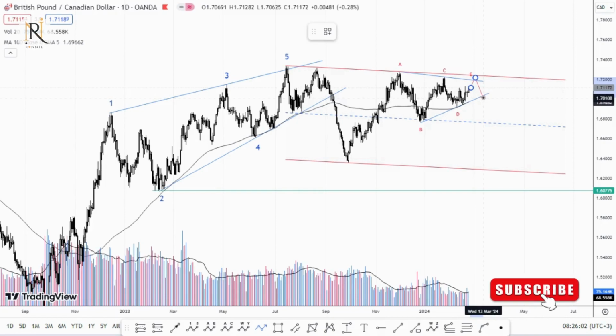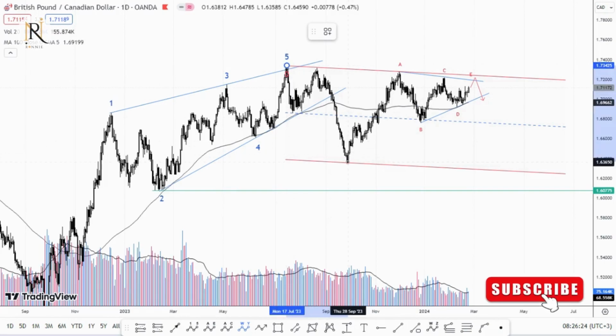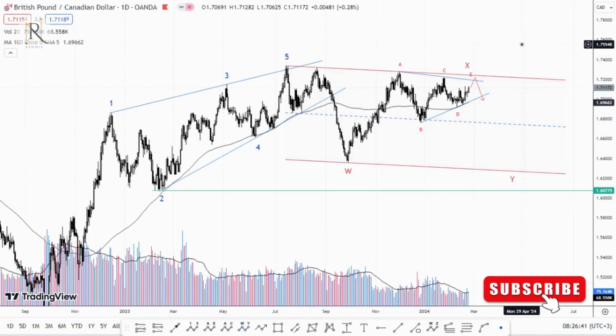Let it clear out wave E, then we are waiting for this market to break out of this point BD. When it breaks out of this point BD, that will be a clear sign that we are going to be trading our complex wave, that is wave Y. Now this is the reason I'm looking at it as a complex correction. We have this wave W, then wave X right at this point, and then finally we are likely to clear out wave Y at that point.